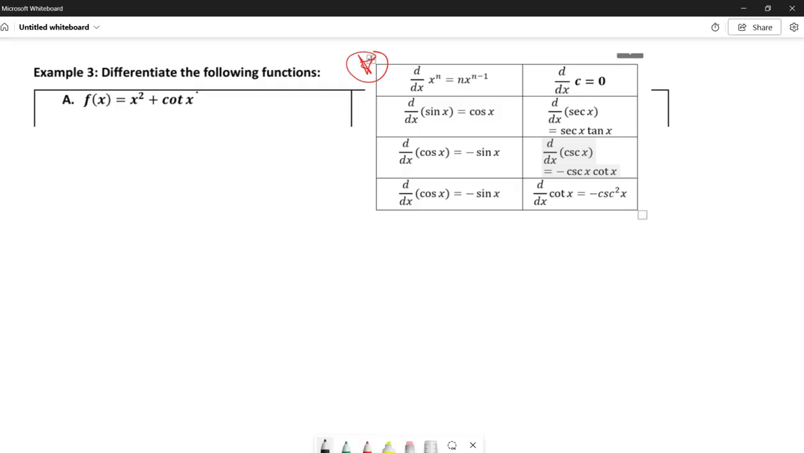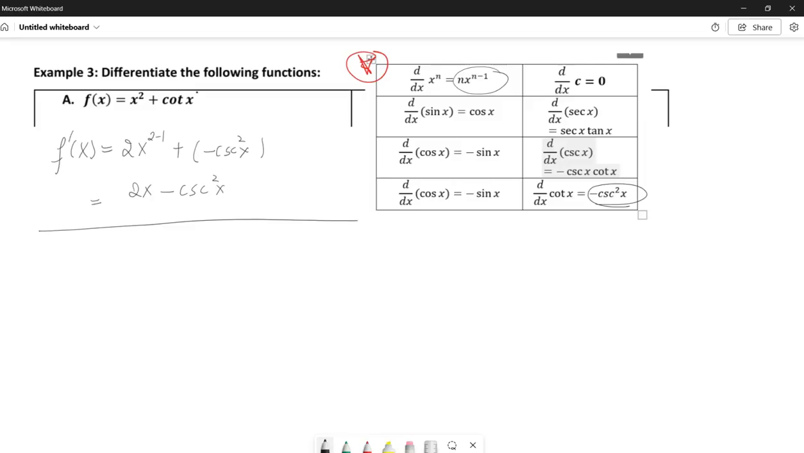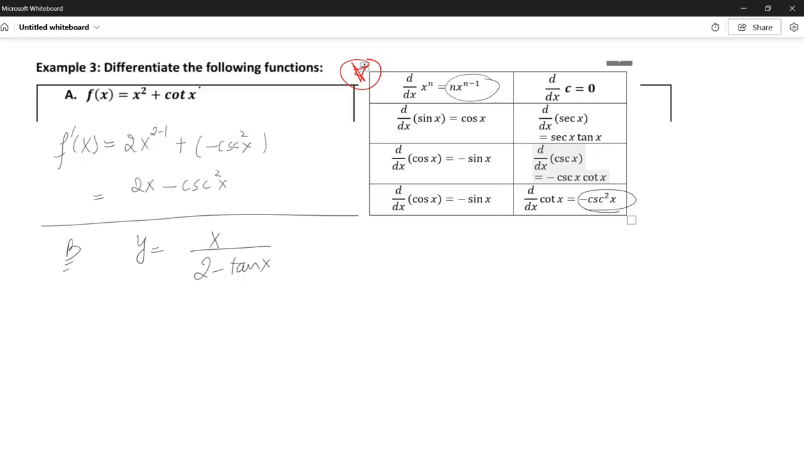f of x is x squared plus cotangent x. We need to find the derivative of the function. X squared's derivative using the power rule: 2 comes down, x to the 2 minus 1, plus cotangent x's derivative is negative cosecant square x. So basically 2x minus cosecant square x. Okay, that's your first example.